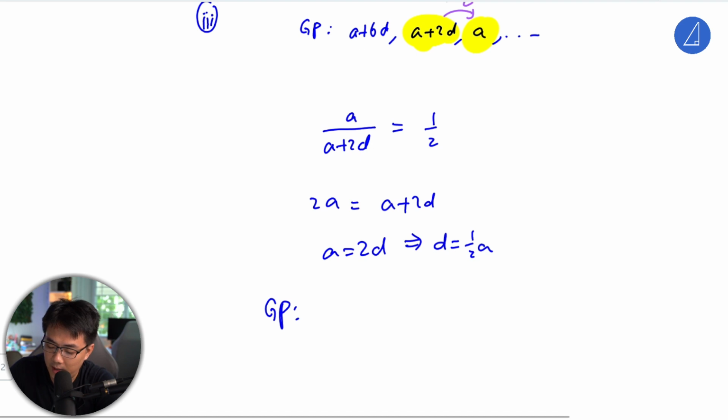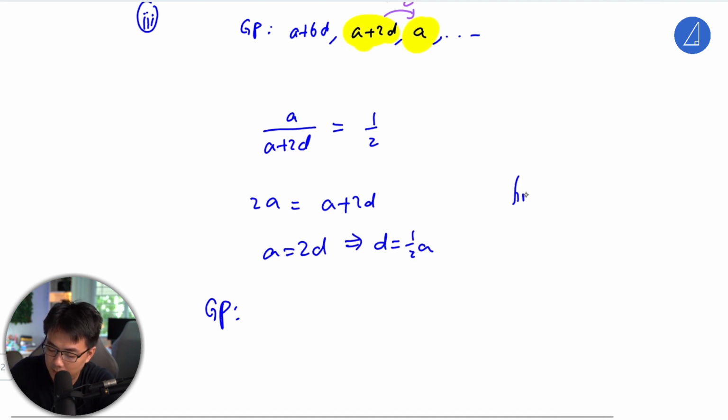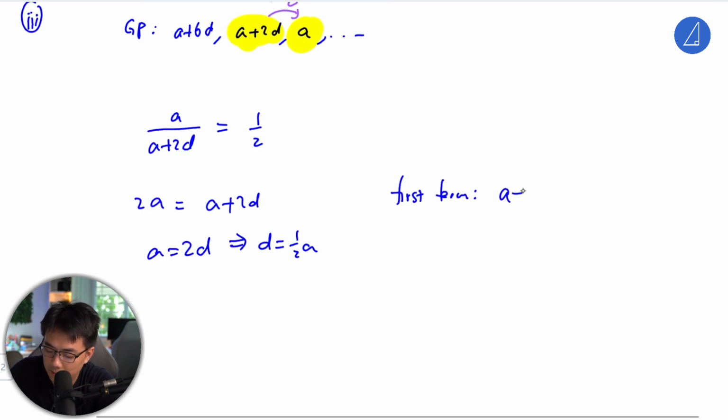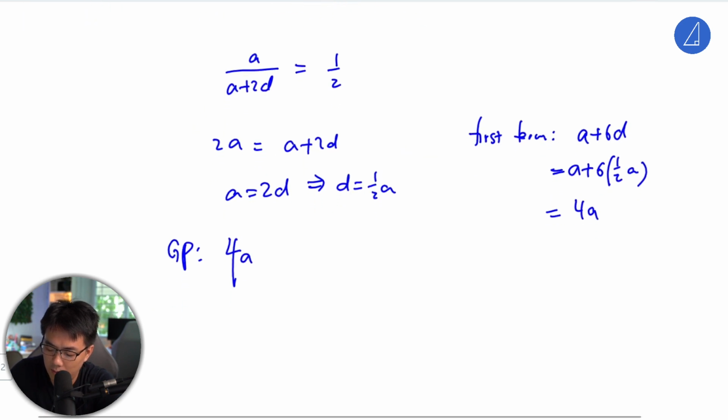So the first term of the GP is actually A plus 6D. A plus 6 times half A, which is actually 3A. So it's 4A actually. So the GP is 4A, the first one. Second one would be 2A, then A, because every term we just multiply by half, right? Then half A, and so on, 1/4 A. Okay, just keep going on.